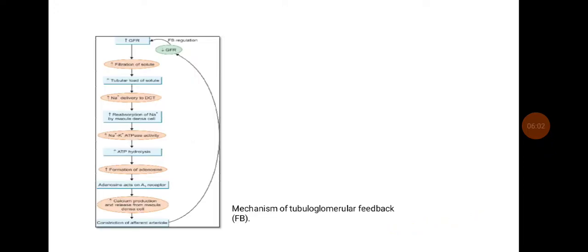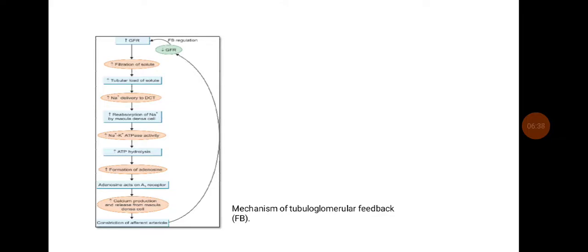So this is the mechanism of glomerulotubular feedback. When GFR increases, there is increased filtration, increased load, and increased delivery of sodium to the DCT. There is increased reabsorption of sodium by the macula densa cell. There is increased sodium activity. ATP is hydrolyzed, there is increased formation of adenosine, and adenosine acts on the A1 receptors, increasing the calcium production and release from the macula densa cell.